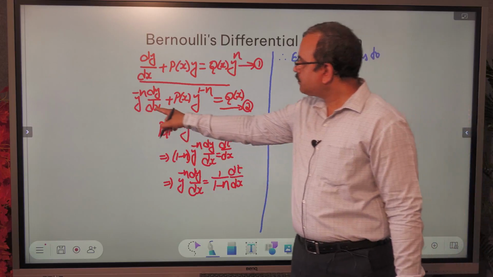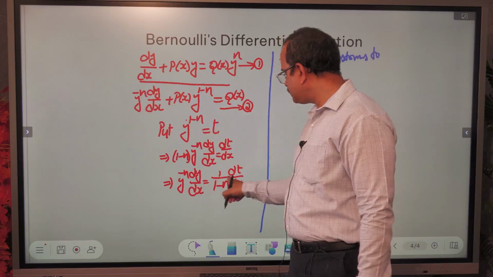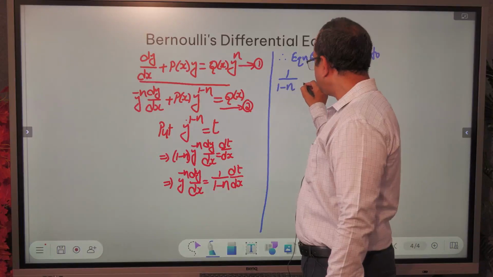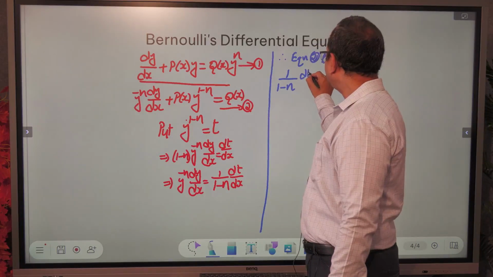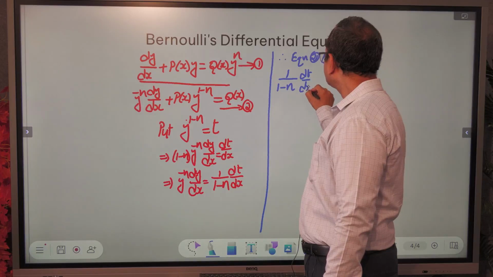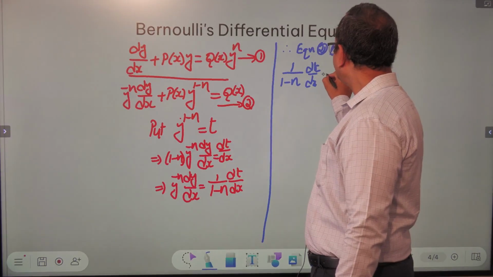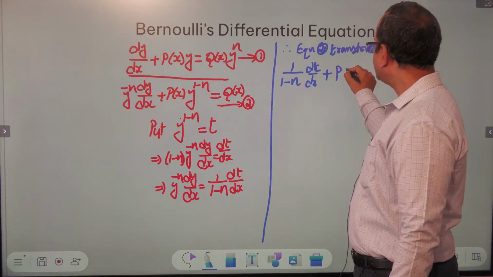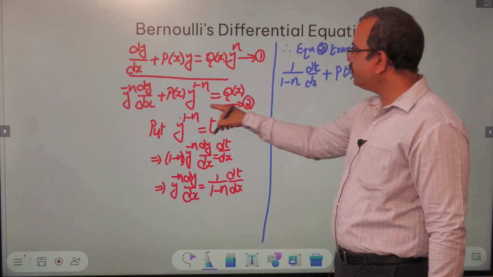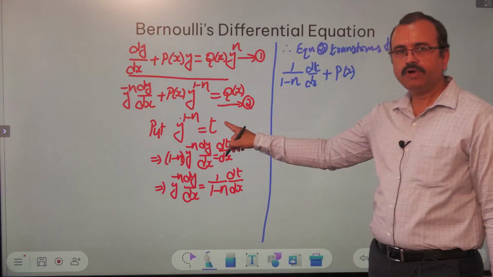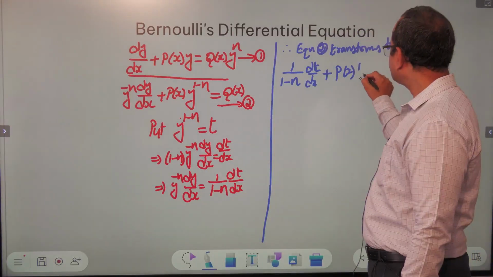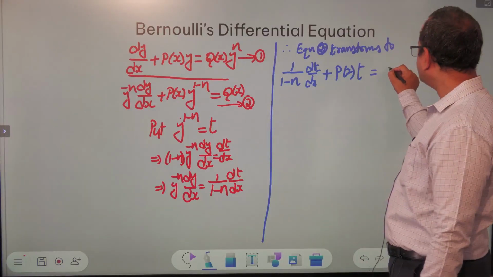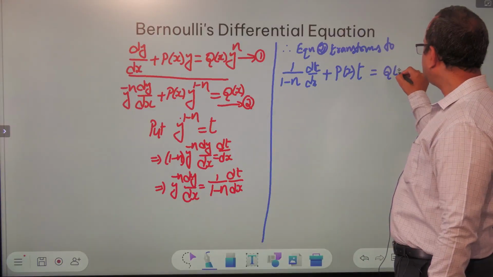Okay, so this y power minus n into dy by dx can be written as 1 by 1 minus n into dt by dx, plus what next we have p of x. P of x we can write into y power 1 minus n, that y power 1 minus n can be written as t, which is equal to q of x we have. Now still it is not linear.